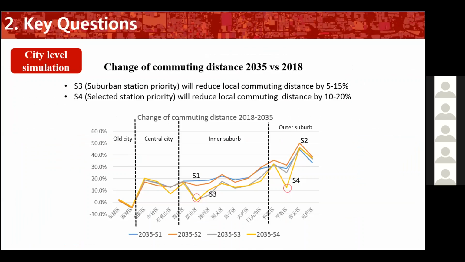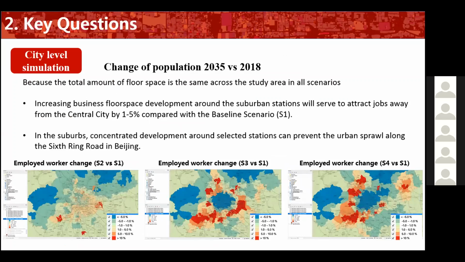The result of simulation shows that scenario 3, that means suburban station priority, will reduce local commuting distance by 5 to 15%. And scenario 4, selected station priority, will reduce local commuting distance by 10 to 20%. Because the total amount of floor space is constrained across the study area in all scenarios, increasing business floor space development around suburban stations will serve to attract jobs away from the central city by 1 to 5% compared with the baseline. Compare the middle and right pictures. In the suburbs, concentrated development around 17 selected stations can prevent urban sprawl along the 6th Ring Road in Beijing.